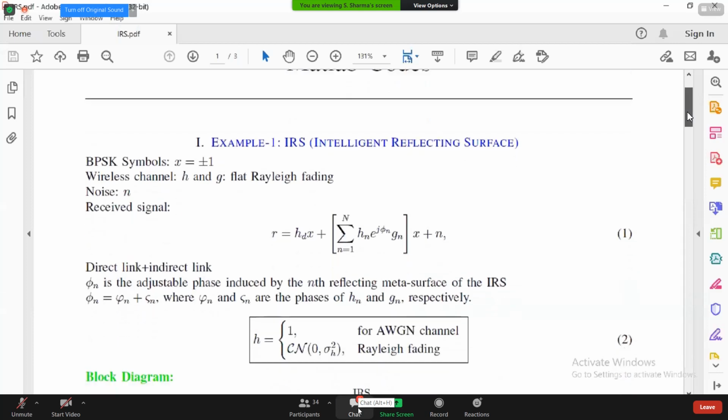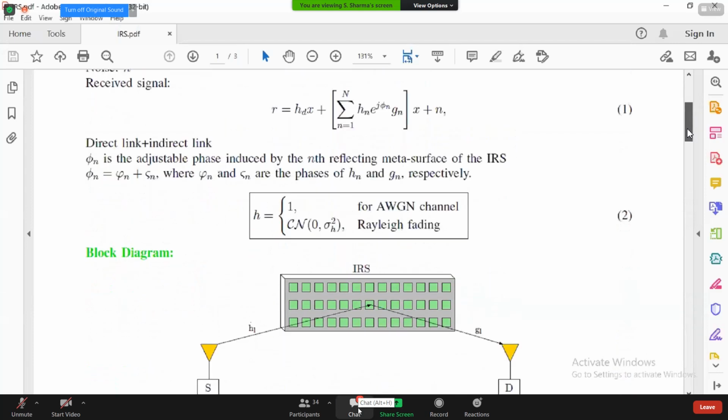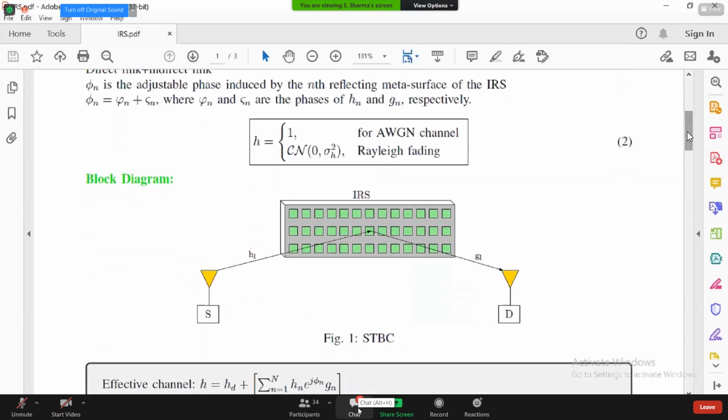Intelligent reflecting surface. Actually, I haven't discussed this one in the slides in the earlier lecture. So I'm just giving an overview of what the intelligent reflecting surface is and how we can use it. IRS, intelligent reflecting surfaces, are targeted at 6G wireless communication scenarios.